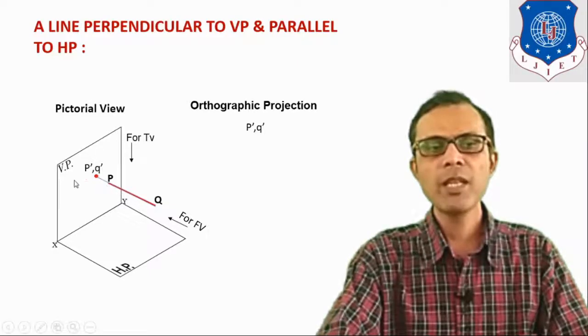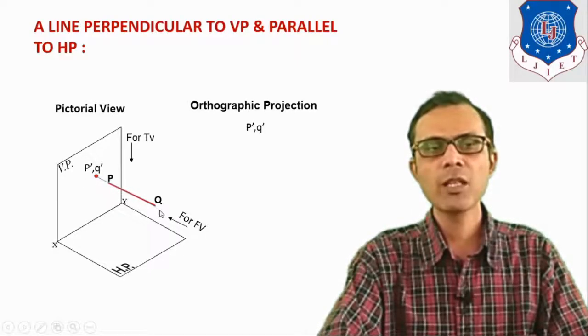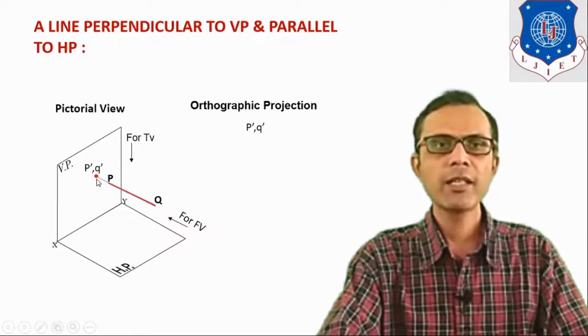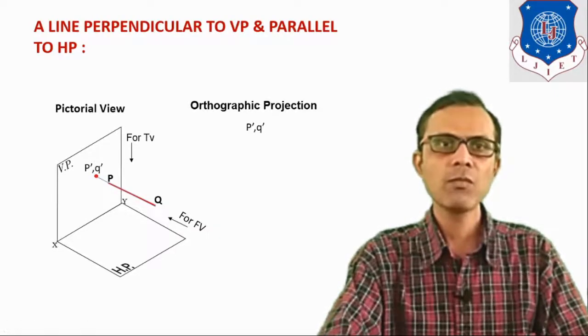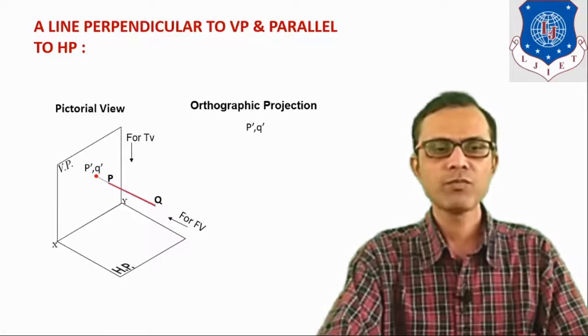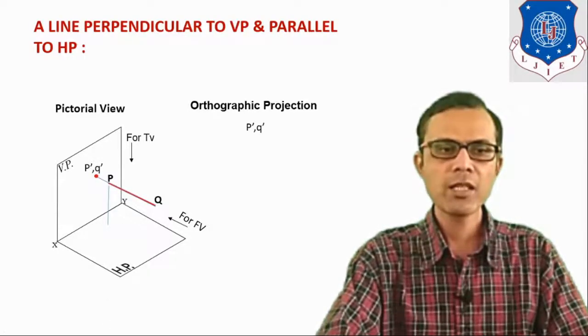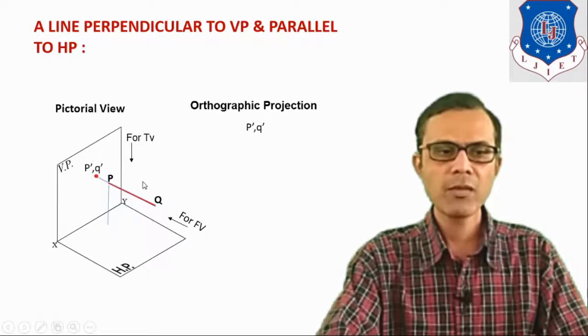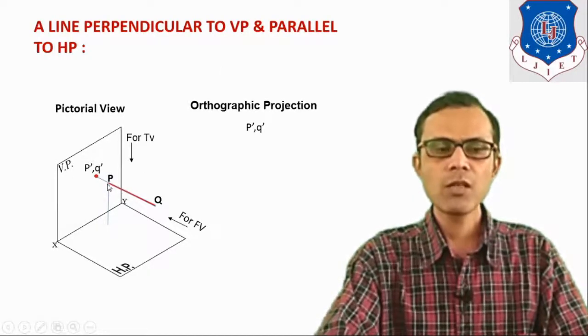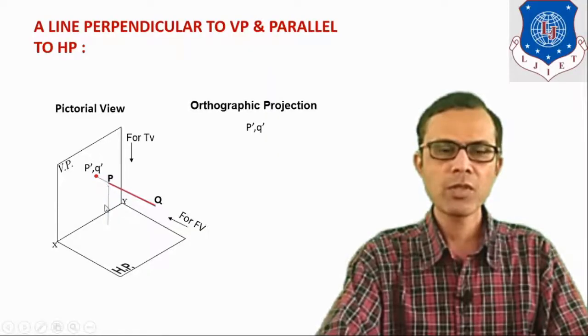Front view of end P is P dash and front view of end Q is Q dash. Both will be at the same location and they will both look like a point view. Now if we see this line from the top view direction, it is the direction for the top view. Projector of P is shown here.